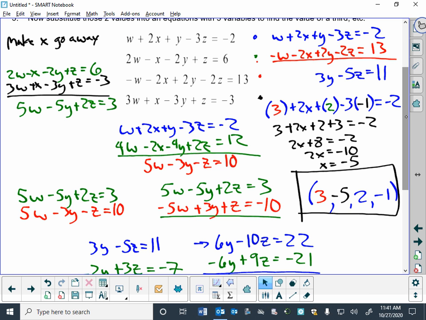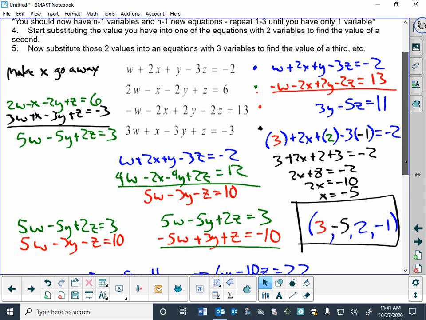This is the one combination of w, x, y, and z that will make all 4 of those equations true. I would show you how to do this graphically, but the problem is with 4 variables that would take 4 dimensions, and I don't know how to graph in 4 dimensions. But what we have here is 4 four-dimensional planes that are all intersecting, and when they intersect, it ends up being in one 4-dimensional point.